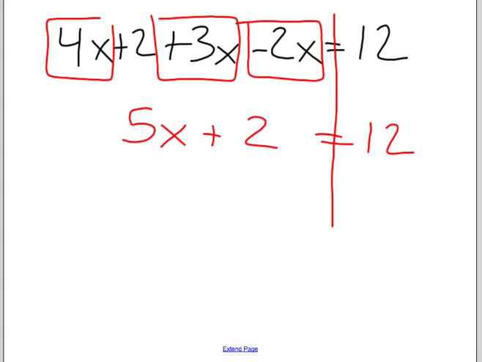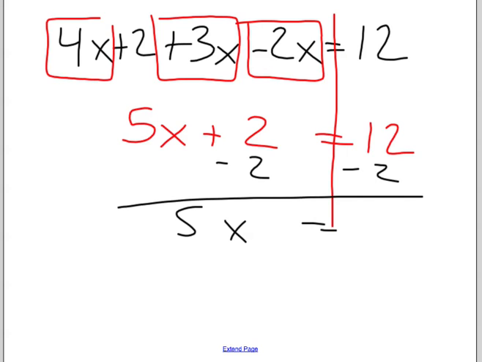Now can we solve? Yeah. Right, now we're to a problem we're fully capable of solving. Subtract 2, 5x equals 10, x equals 2. So you're adding these like terms on each side of the equal sign, if you have like terms, before you start solving.